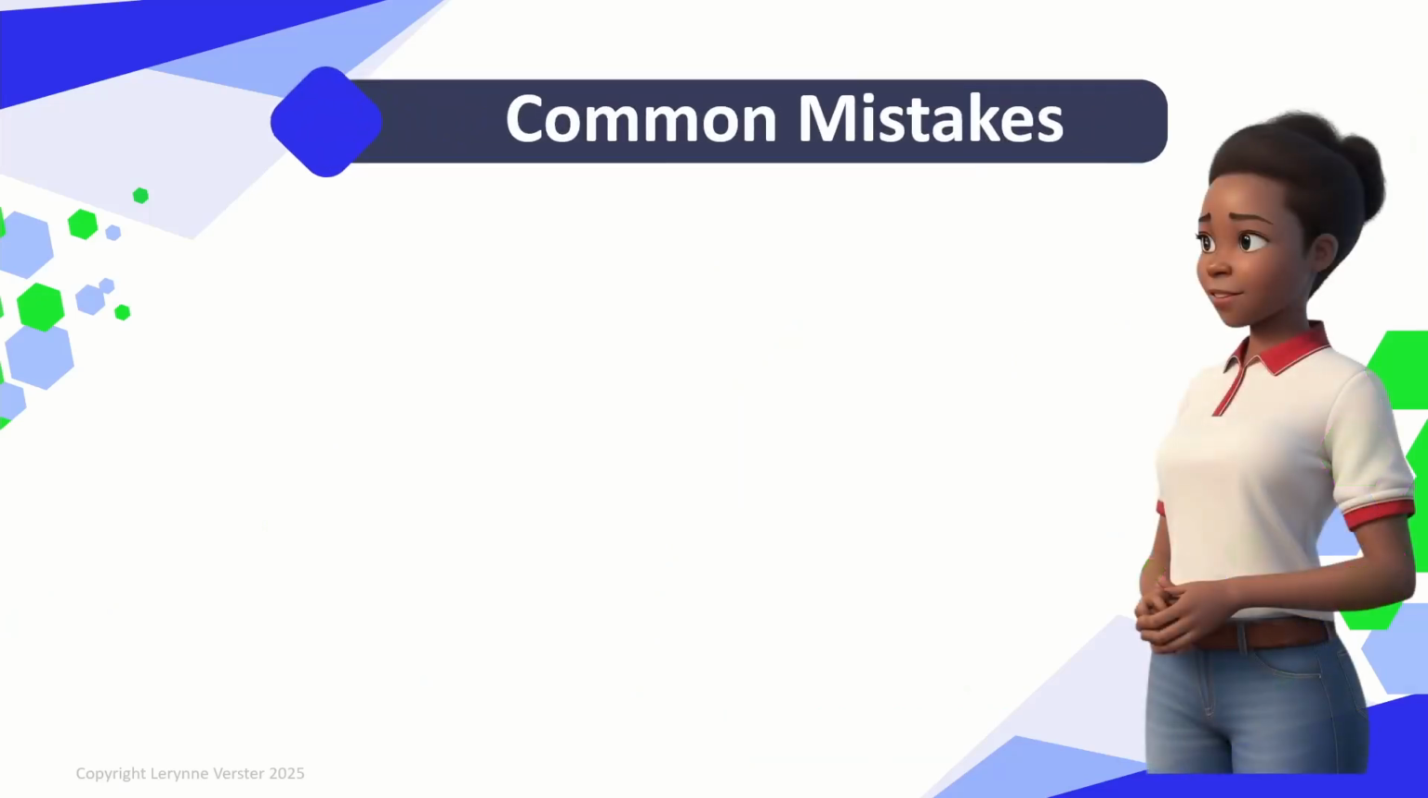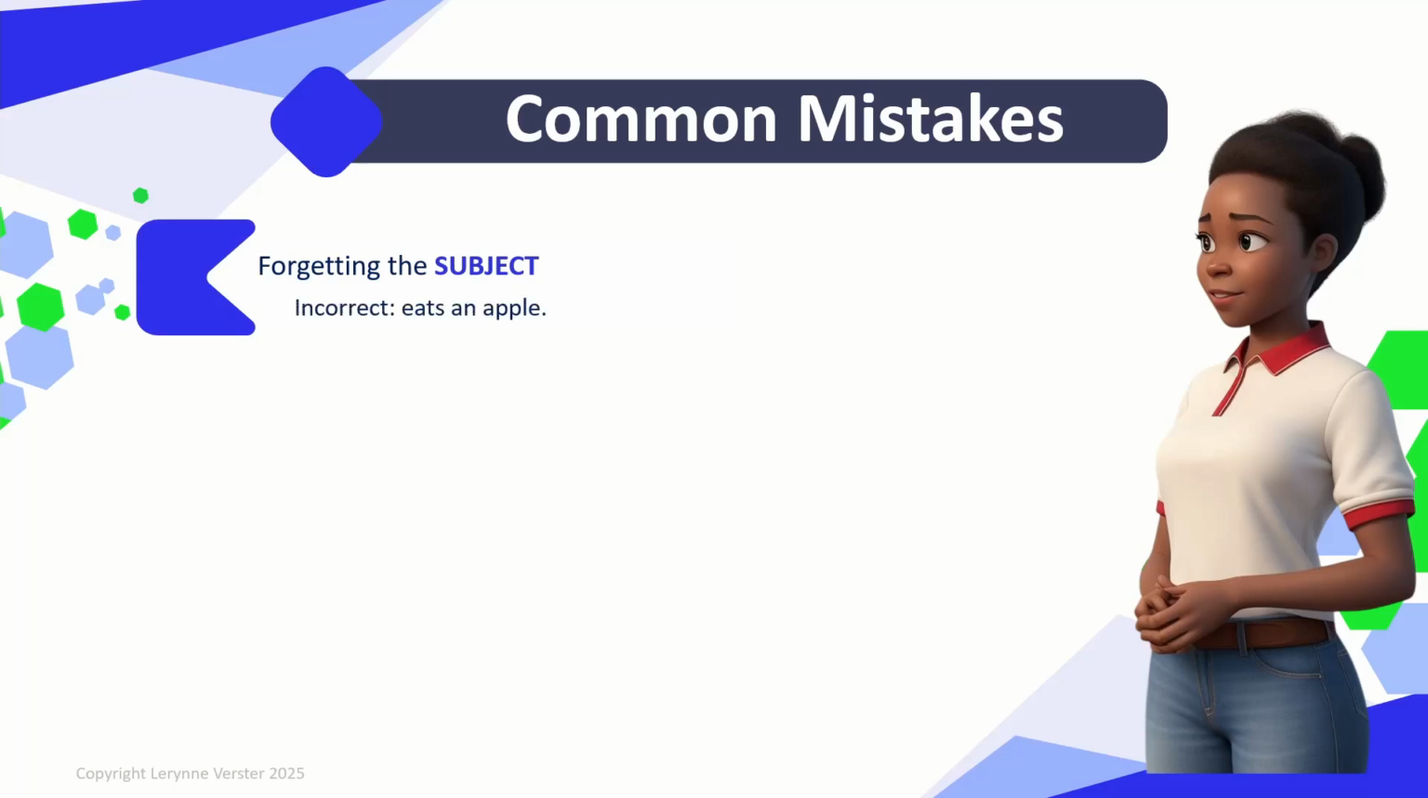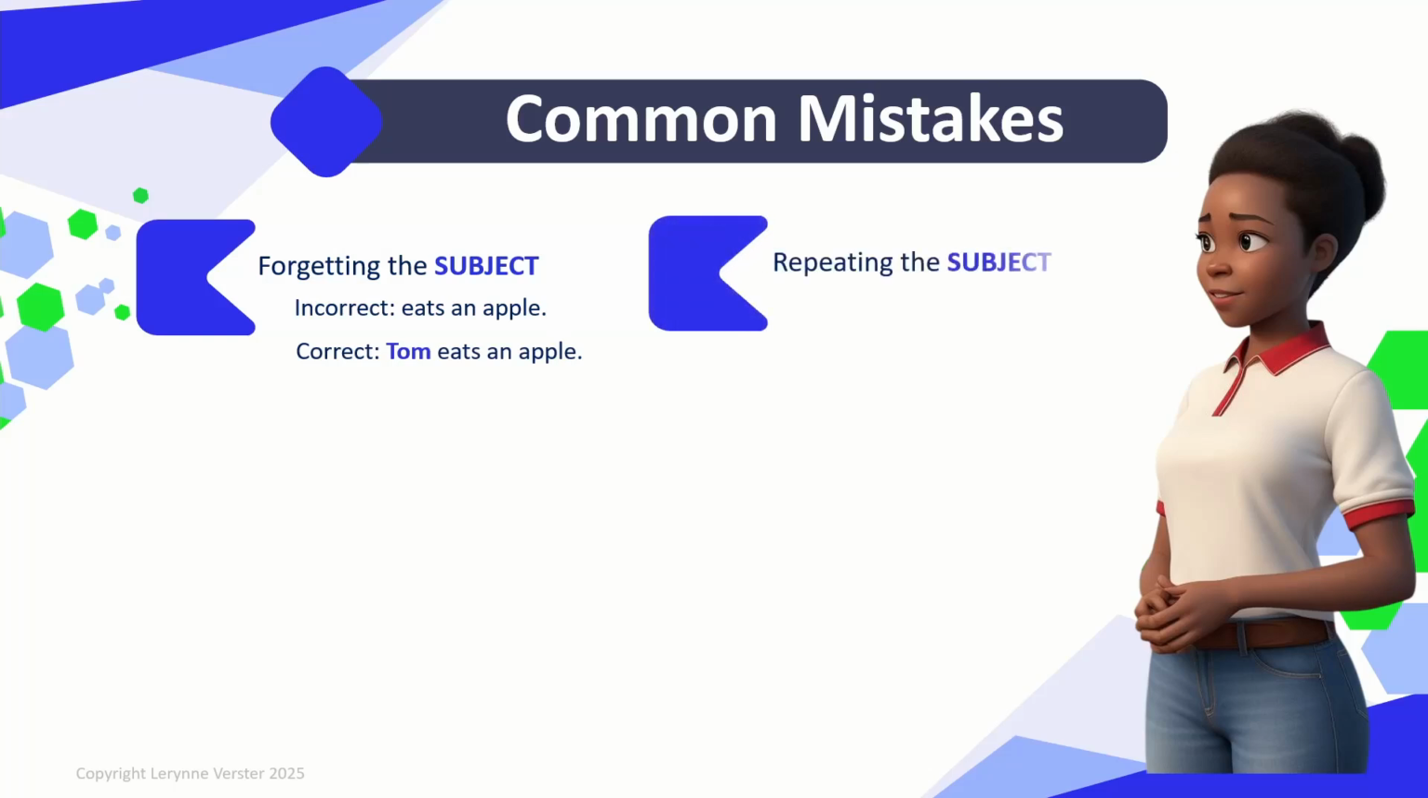Common mistakes to avoid when creating a sentence. Now, let's talk about a few mistakes English learners often make. Forgetting the subject. This results in nobody knowing who or what is taking action. Incorrect. Eats an apple. Correct. Tom eats an apple. Repeating the subject. Incorrect. Tom, he eats an apple. Correct. Tom eats an apple.